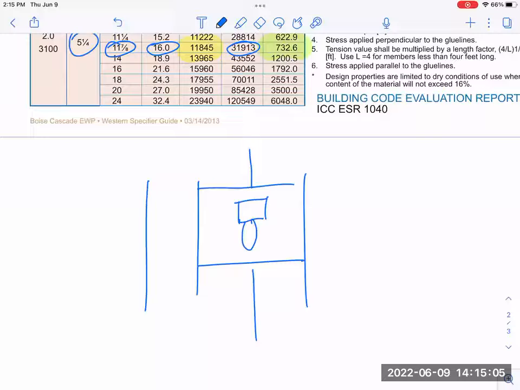So it takes a little more trouble. Weaker area? A little bit, yeah. You can mitigate that by doubling that joist on both sides. Now it's going to be strong enough to carry that.